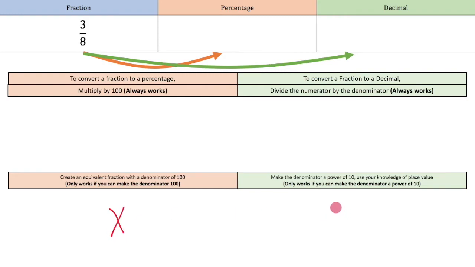And that's also going to mean I can't do this one over here. So we're stuck with these methods up here. So with that being said, let's do them because these always work. You can always rely on them.